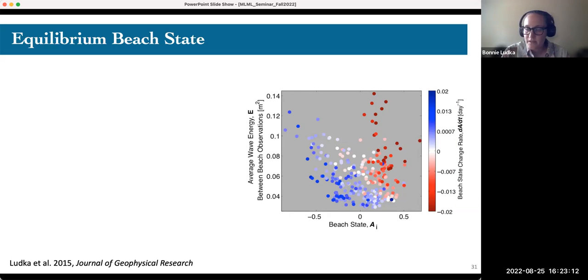So for our x-axis, we're showing barred profiles on the left, and initially bermed profiles on the right. So that x-axis is the initial state of the beach. And for the colors, the red is showing when the beach changes toward a barred profile, and the blue is showing when the beach changes toward a berm profile.